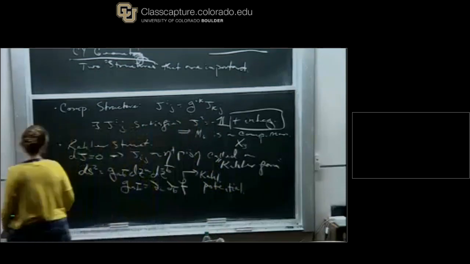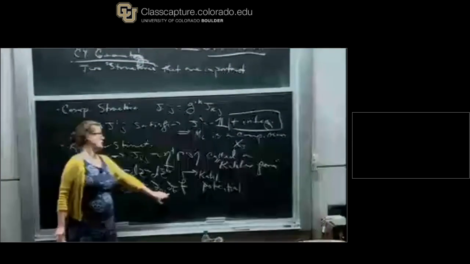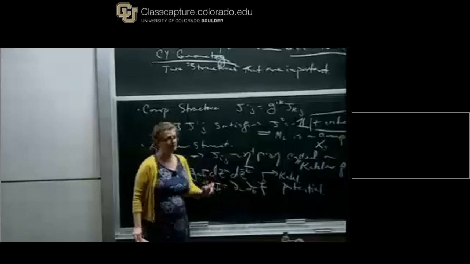So this is an incredibly useful structure because it says, even though you don't know what it is, the metric is really pretty simple. It can be entirely defined by some function f, the Kähler potential. You take a holomorphic and anti-holomorphic derivative of it, and you can reconstruct the metric.